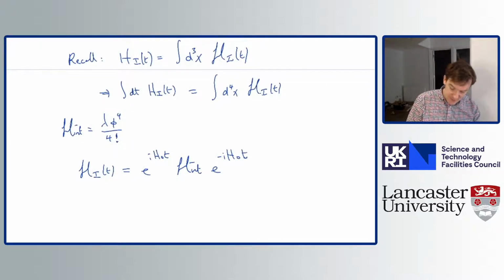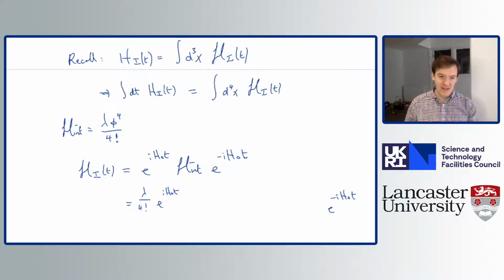So for this example above, from phi to the 4 theory, we've got our lambda over 4 factorial factor, which I'm going to pull out the front. And then we need to sandwich this phi to the 4 in between an e to the plus i H naught t and an e to the minus i H naught t. Okay, so we need to put in 4 phi factors, fields.